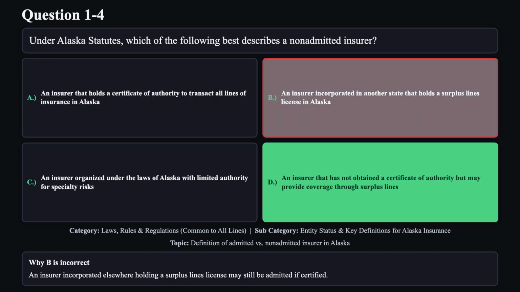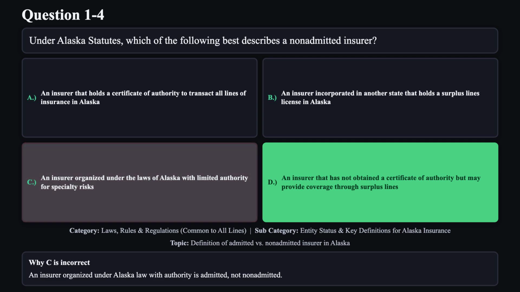Reason B is not correct. An insurer incorporated elsewhere holding a surplus lines license may still be admitted if certified. Reason C is not correct. An insurer organized under Alaska law with authority is admitted, not non-admitted.